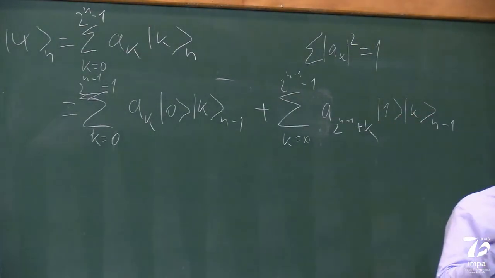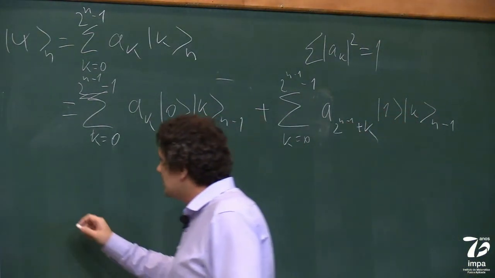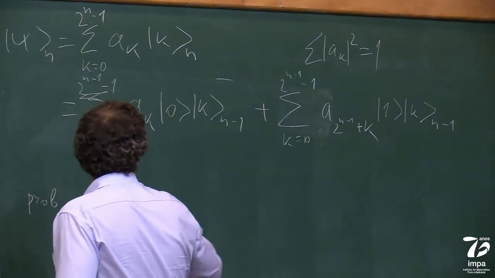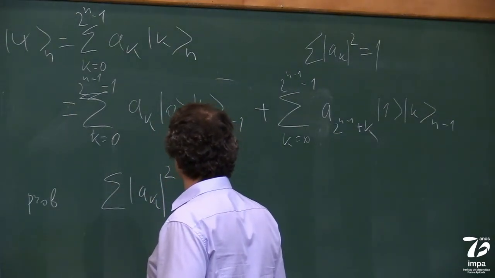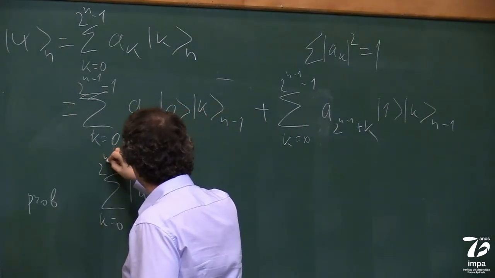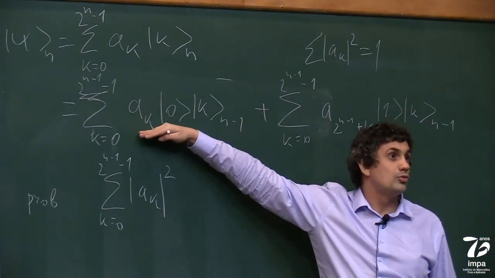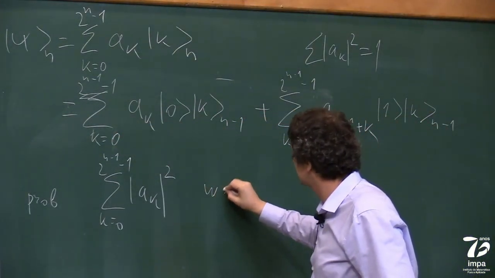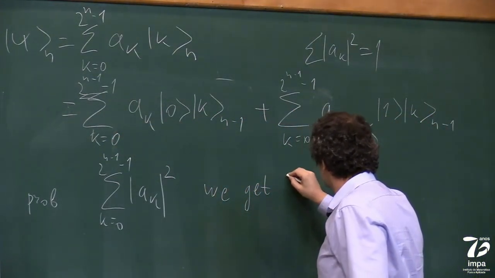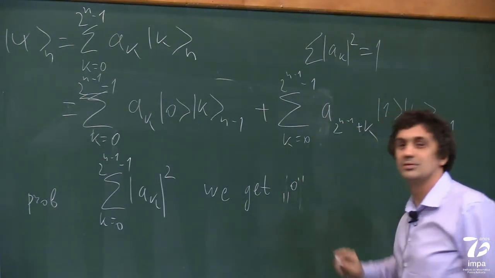And let me now tell, as an axiomatic model, what the measurement is actually doing, yes? With probability the sum of ak squared for k from 0 to 2 to the power n minus 1, minus 1, so the square of the norm of this vector, we get zero. We get zero.